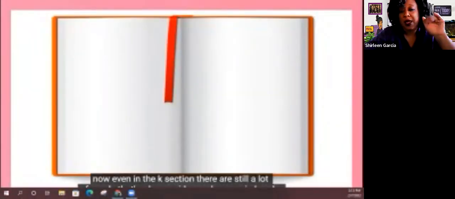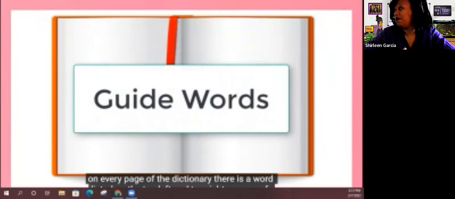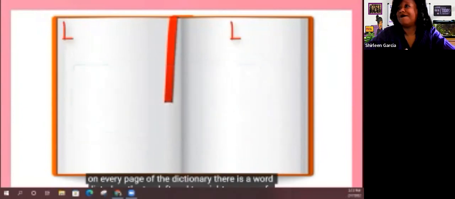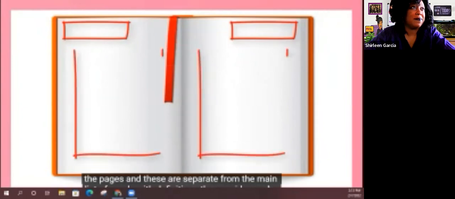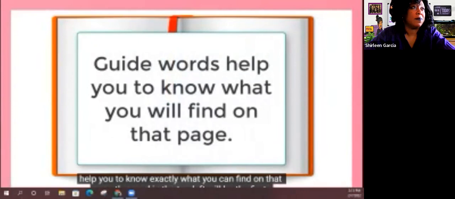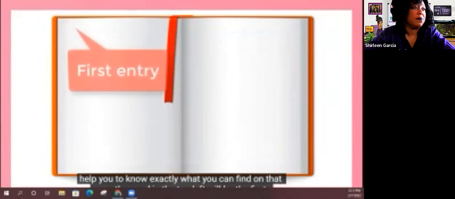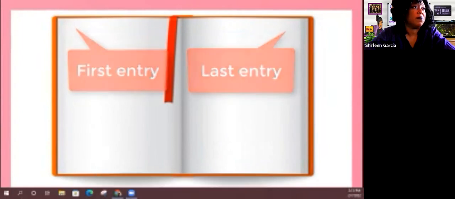Now, even in the K section, there are still a lot of words. That's where guide words come in handy. On every page of the dictionary, there is a word listed on the top left and top right corners of the pages. And these are separate from the main list of words with definitions. These guide words help you to know exactly what you can find on that page. The word in the top left will be the first entry of the page, and the word on the top right is the very last entry of the page.